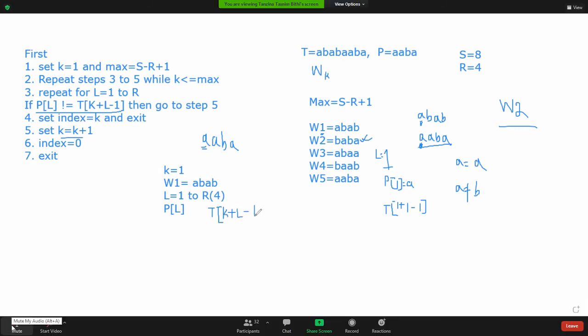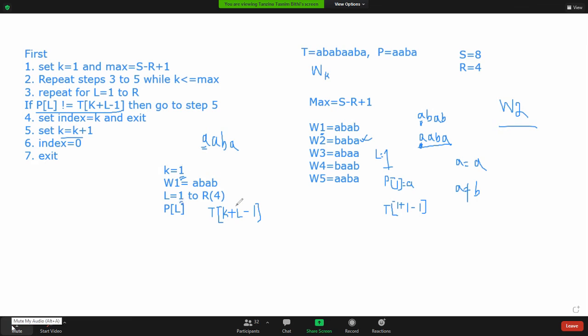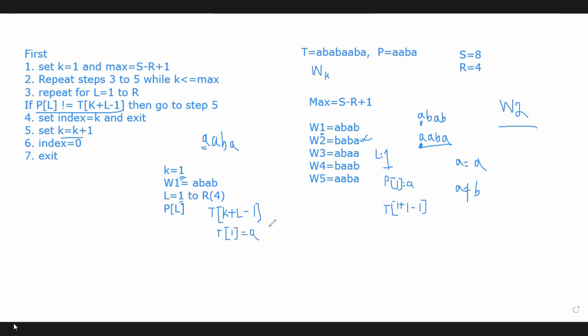What is the value of K? 1. L equals 1. So 1 plus 1, that is 2. 2 minus 1 is 1. That means we are looking for which character? The character which is in position 1, right? And T of 1 equals A. So now P of 1 equals A and T of 1 equals A, which is a match, right? Yes, ma'am. After that, now we can increase the value of L.